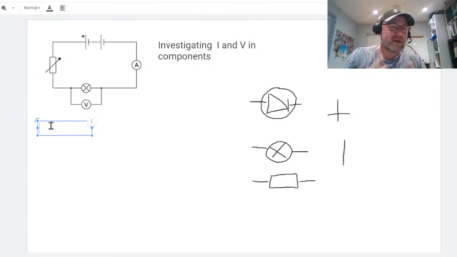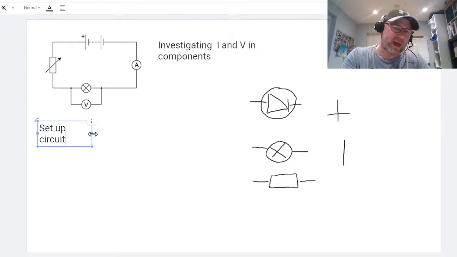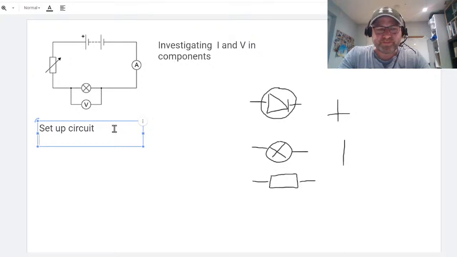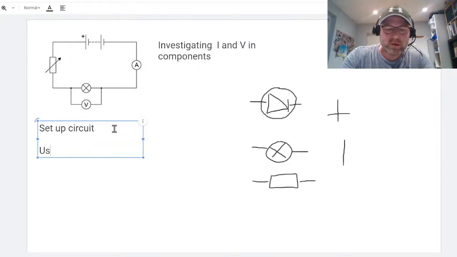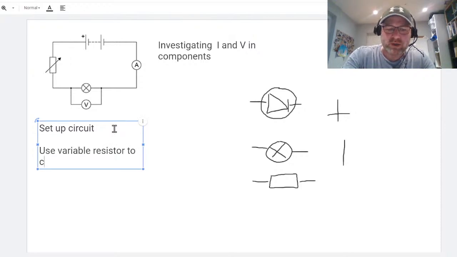I'm doing an IV practical. So if they mention IV, or current and voltage, you want to investigate current and voltage, you need a variable resistor so you can do 5 different currents. So what we're going to do is set up the circuit. By the way, in a 6-mark circuit practical, you'll get 3 marks from drawing the correct circuit setup: voltmeter in parallel, ammeter in series. Set up the circuit. Use the variable resistor to change the current.